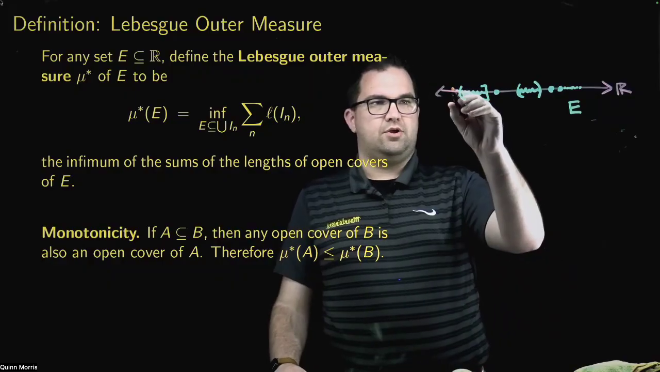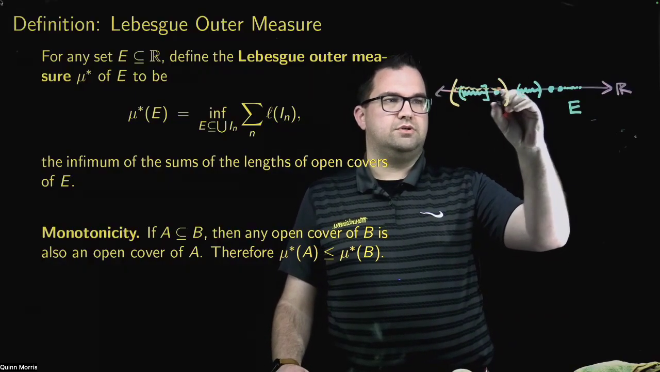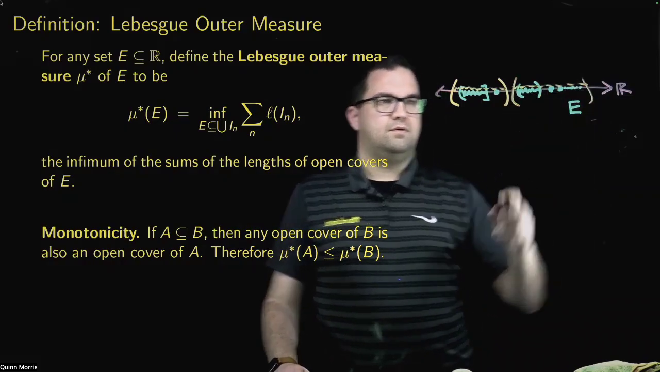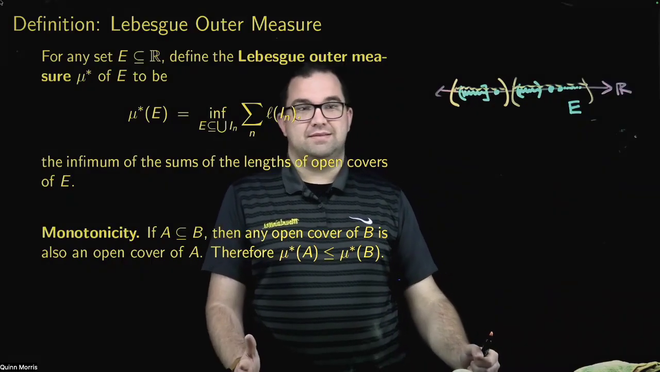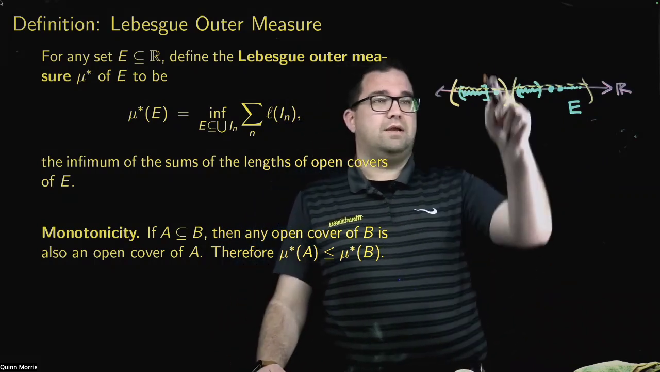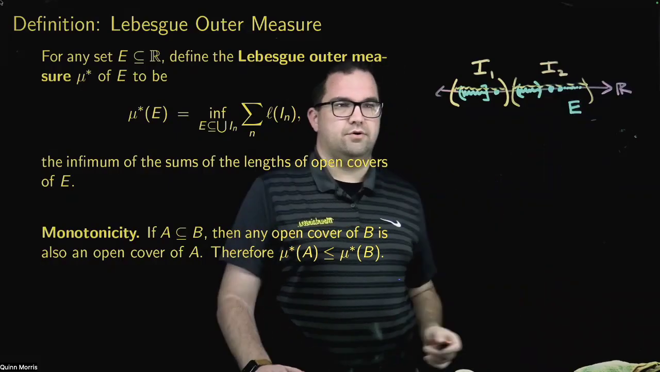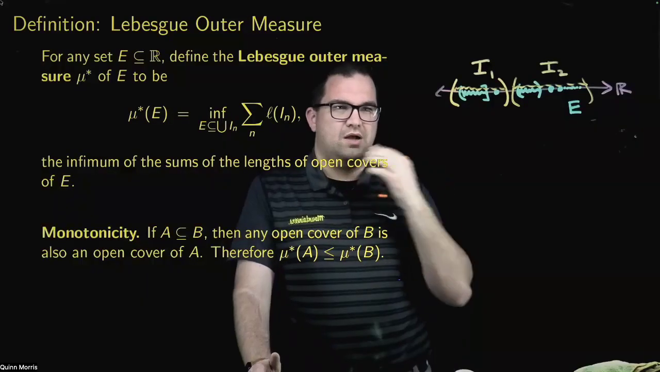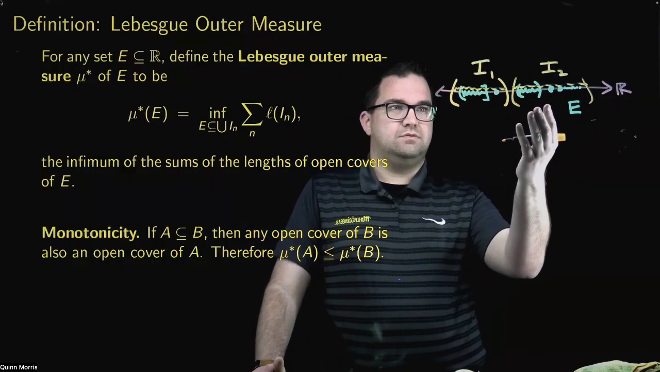Now, I could take an open cover that's really, if I think about this orange set here as being an open cover, this is a pretty bad open cover. Bad in the sense that it does contain all of E, but it contains a lot of other stuff too. And so I have I1 and I2 here. And so one way to think of it is, I'm going to essentially approximate this by open intervals.